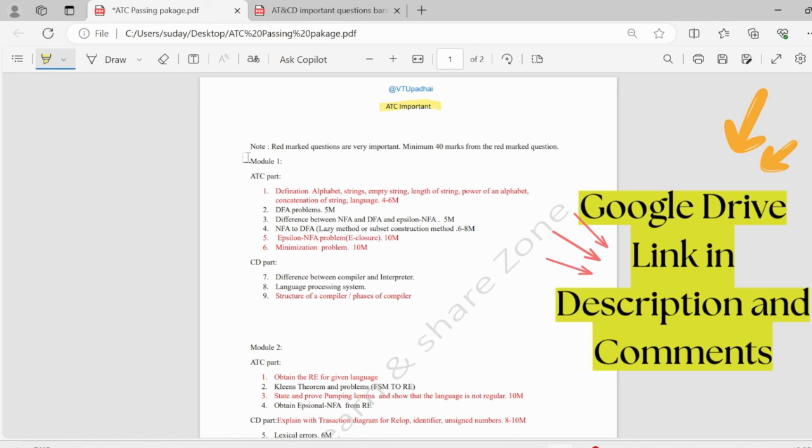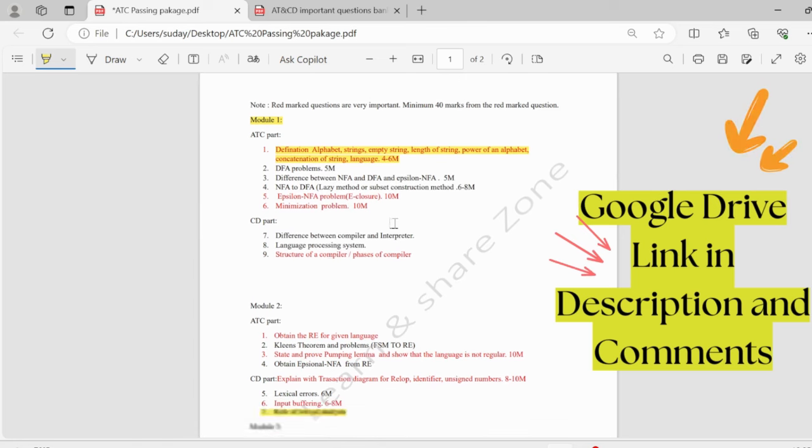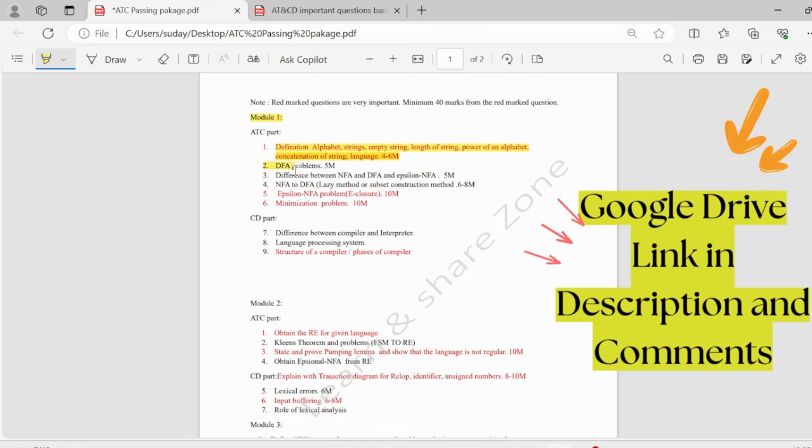So coming to the first module, they could ask us the definitions of alphabet, strings, power of alphabet, language and all. And then there's a must question on DFA, to construct a DFA, and then the difference between NFA, DFA and epsilon NFA. Along with that, we have the lazy evaluation method and subset construction to convert from NFA to DFA. But the must question here is the epsilon NFA problem, the epsilon closure problem, and minimization, that is the table filling algorithm. So we'll definitely have questions on these.